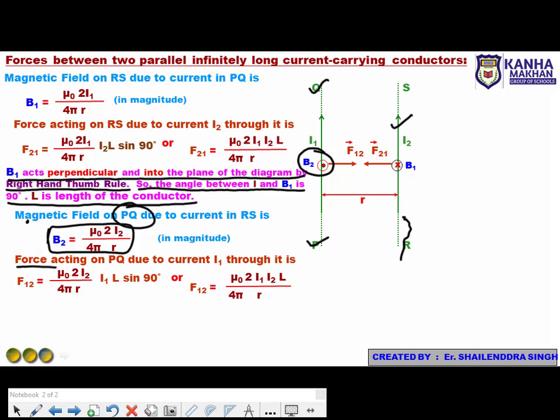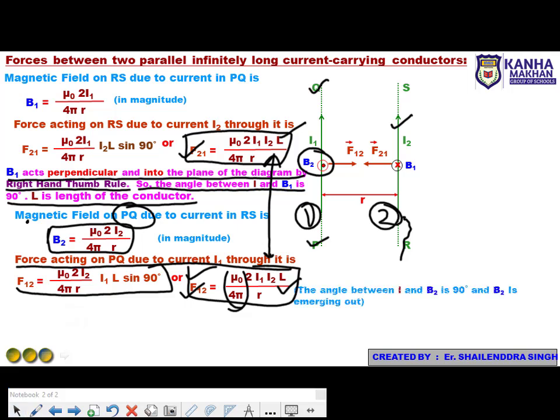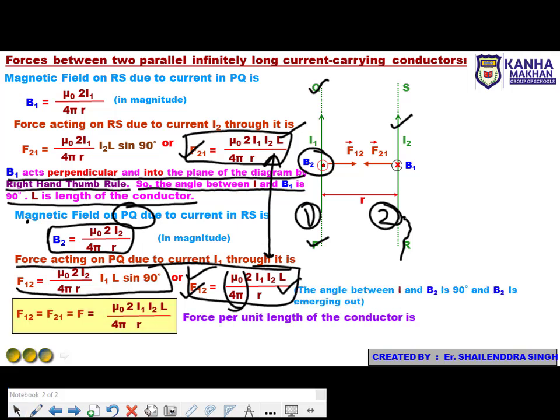So the force acting on wire PQ due to the current I1 through it is given with the help of that formula. Finally we get the result for the force on wire first. Suppose it is wire first and wire second. The force on wire first is mu naught upon 4 pi, 2 I1 I2 L by R, and the force on the second wire, F on 2 due to 1, is similar. These two formulas are similar, therefore the force on these two wires, F12 and F21, equals mu naught upon 4 pi, 2 I1 I2 L by R.